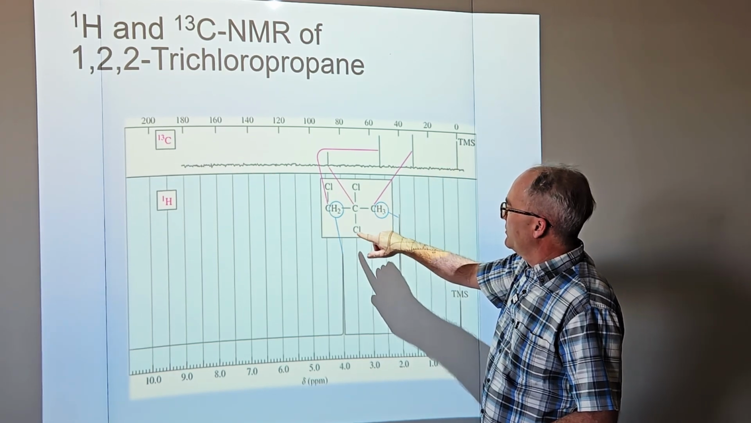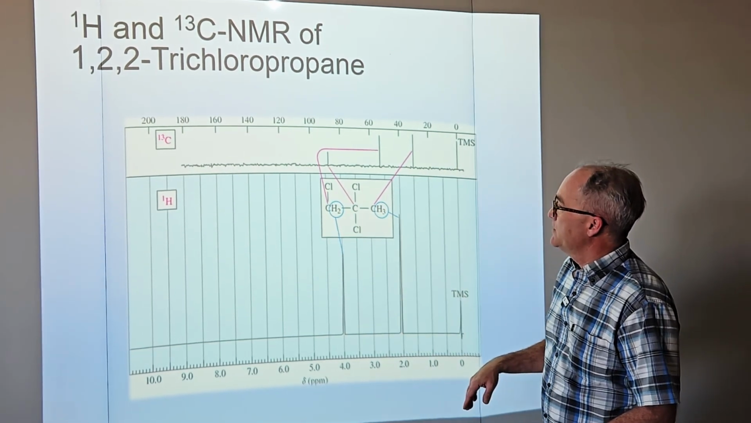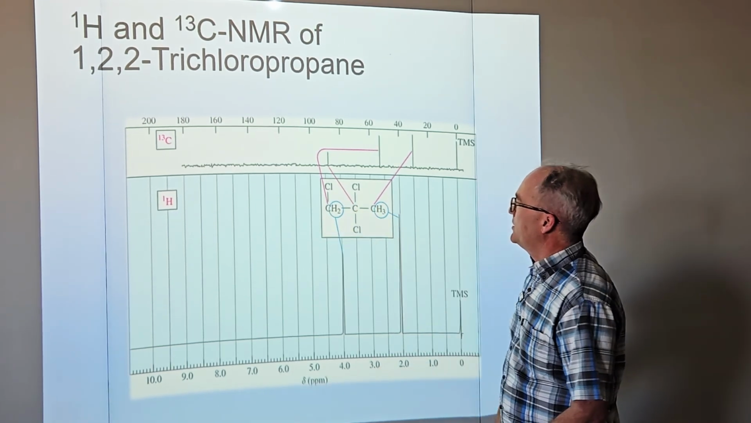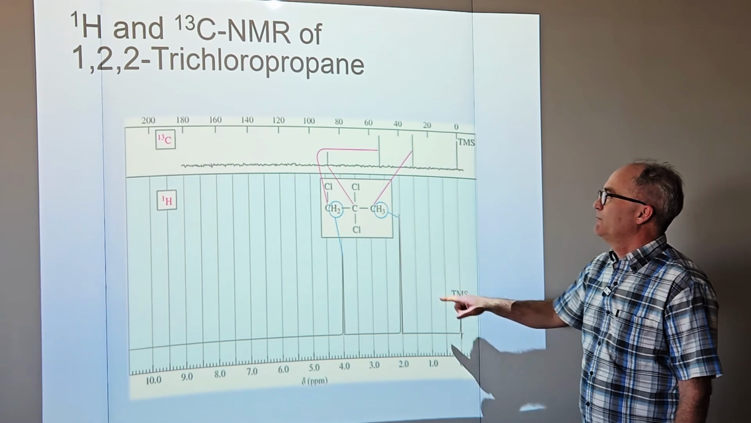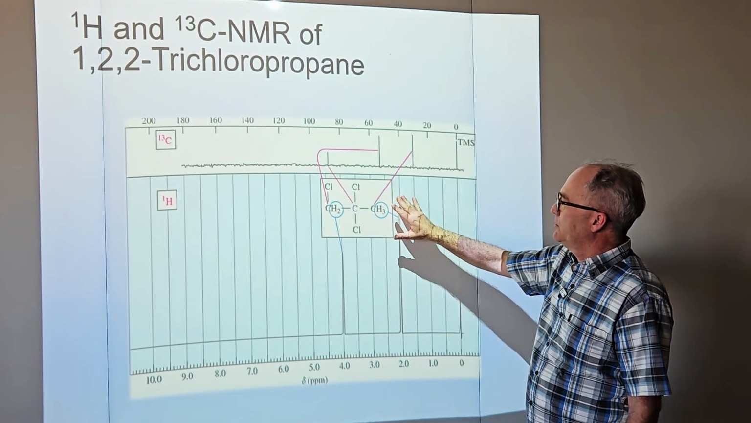Looks like something we've looked at. 2 singlets for the protons. What about the carbons? I only have 3 carbons. Where do they show up?